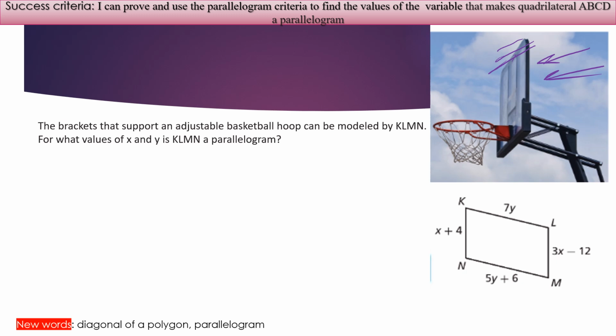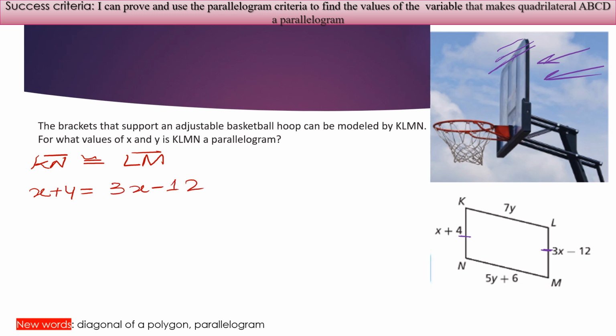So we should know that in order to make sure that something is a parallelogram, the opposite sides should be equal to each other. So here we can say that KN must be congruent to LM. So what is KN? It is x plus 4. And what is LM? This is 3x minus 12.